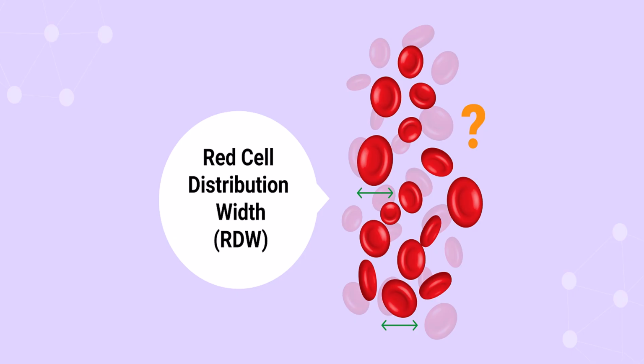Red cell distribution width is a blood test that measures the variation in the size and the volume of your red blood cells. This is part of the standard complete blood count that helps diagnose various conditions such as nutritional deficiency, other health issues like heart disease, diabetes, malignancy.